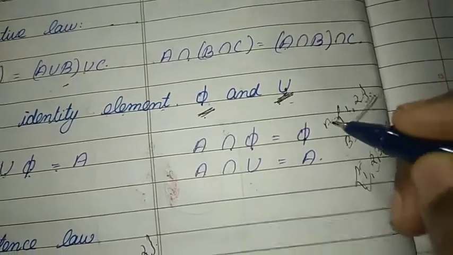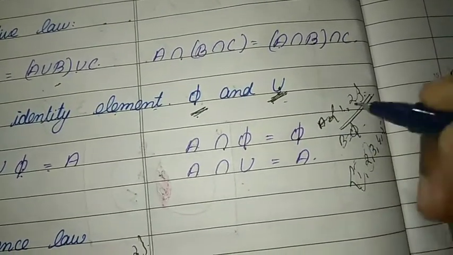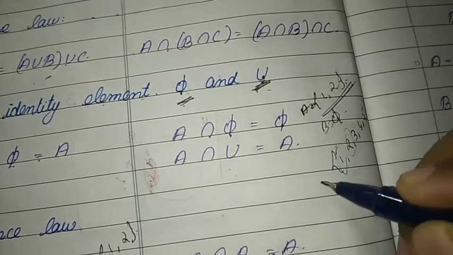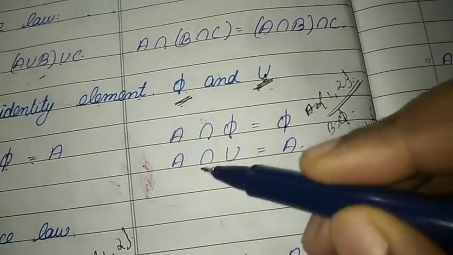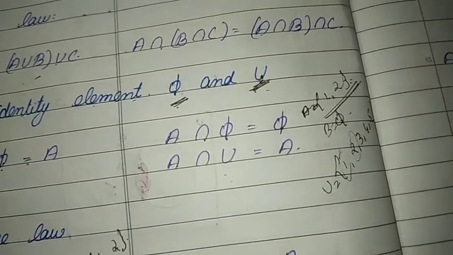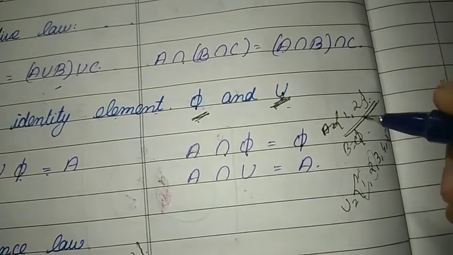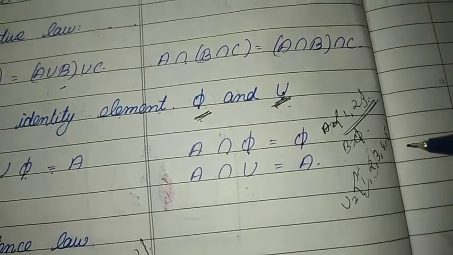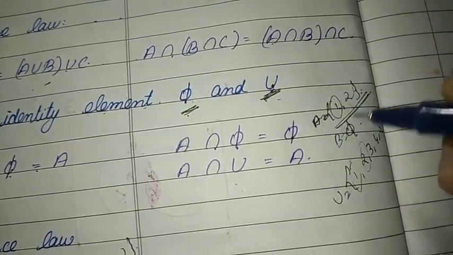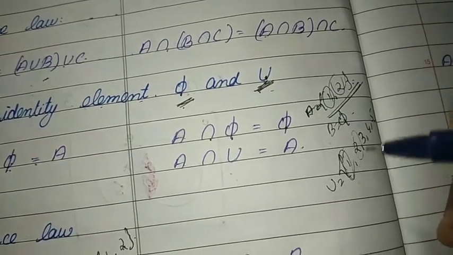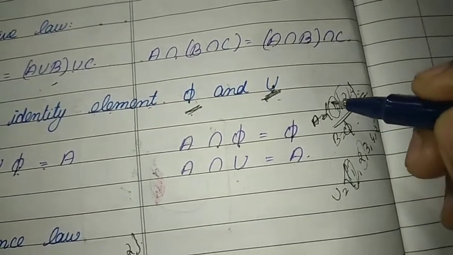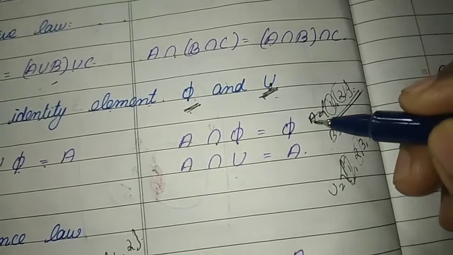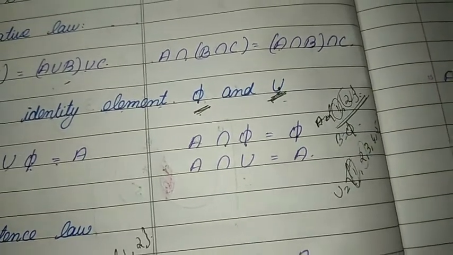It means, for example, A is equal to {1, 2}. So U is equal to {1, 2, 3, 4, 5}. Now we have to take the intersection of both also. Intersection means we have to take the common elements only. What are the common elements? 1 and 2 should be there, and 1 and 2 are over here also. So I have 1 and 2 only, so I have A as the answer.